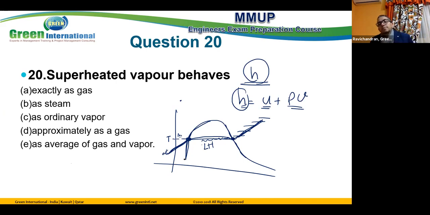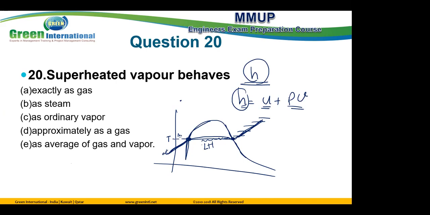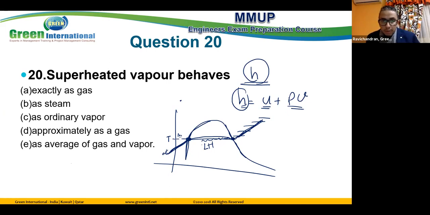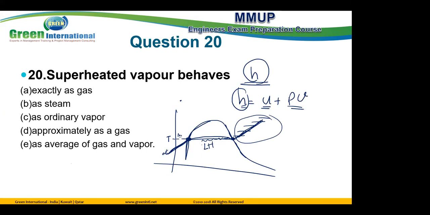Okay. So he's asking about the dry point or the starting point of superheat. No, he talks about superheated vapor here. It means this range. That's right. So it is approximately gas, approximately as we understand.